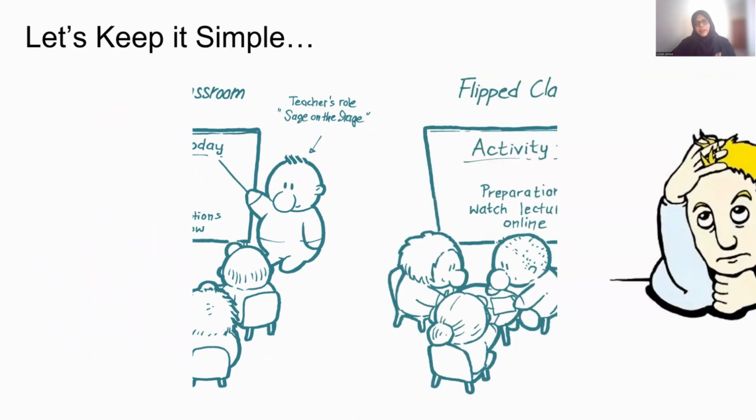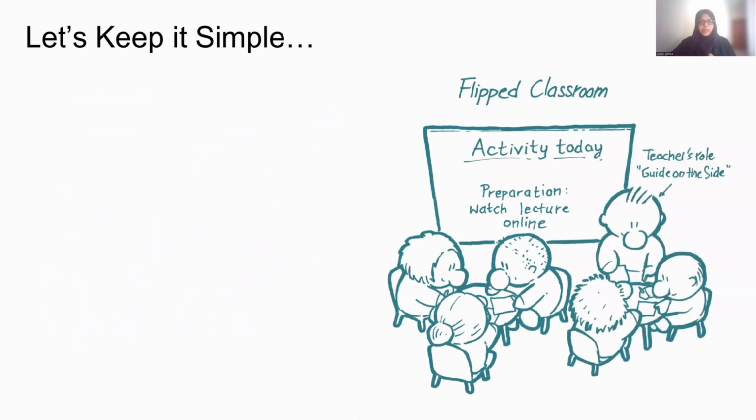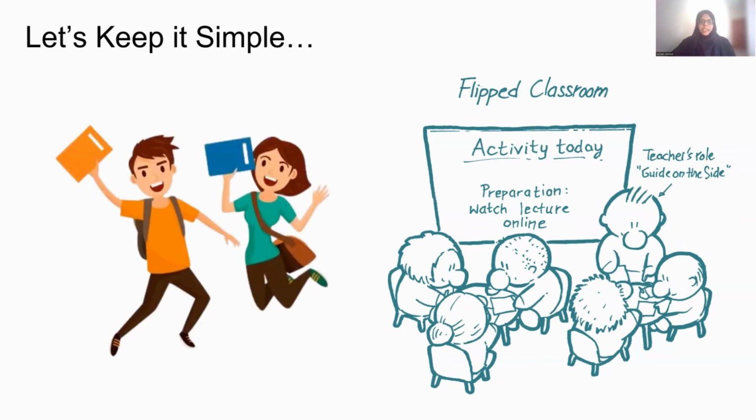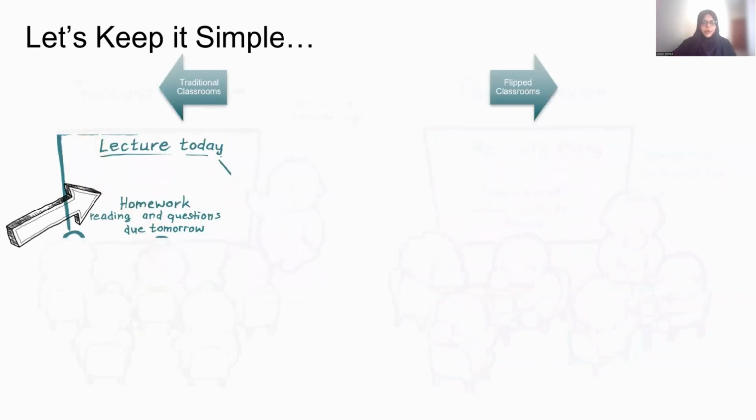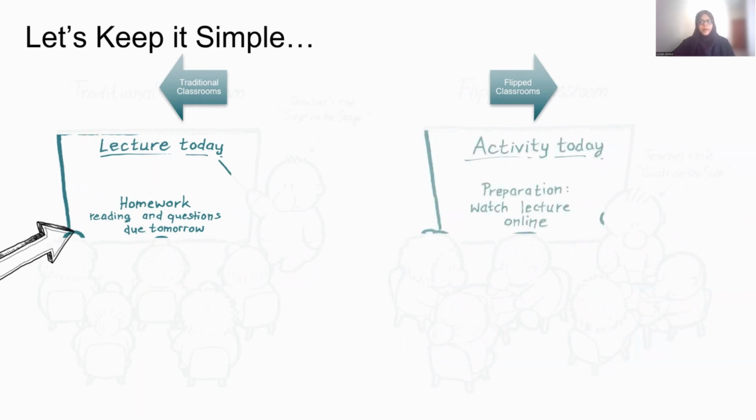Cut to a flipped classroom now. Here, the teacher's role is basically to be a guide on the side, like we refer to it as facilitators. And the result is happy, engaged students who actually learn and are involved in the classroom. So basically, in a traditional classroom, from the lecture today, we move to activity today in a flipped classroom.